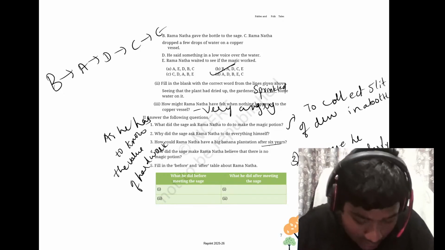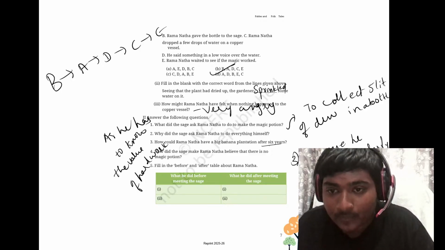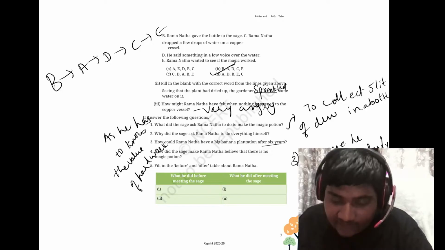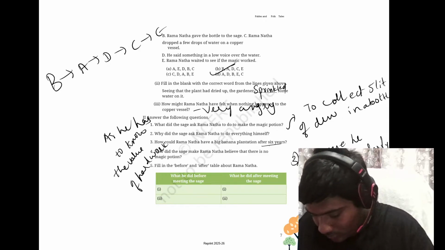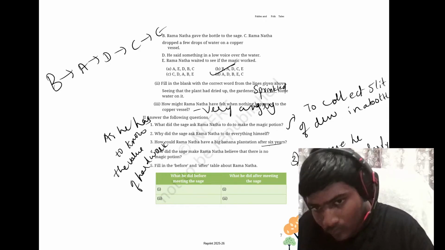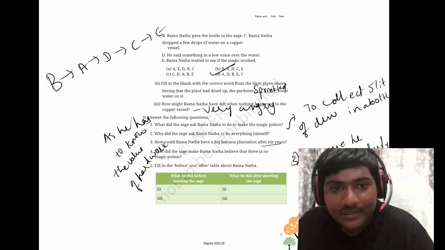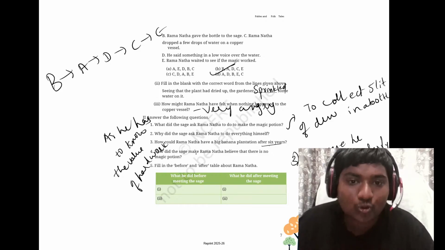And what are the extra things? Overtime hard work paid off. Overtime has done creating wealth for them. Creating wealth for them. How did the sage Ramanatha believe that there was no magic potion?